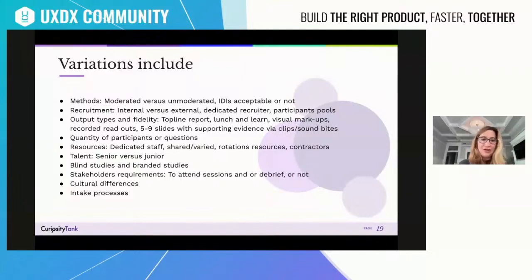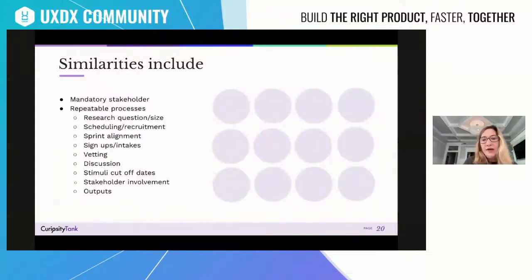In addition, each team has its own kind of culture, and each industry has its own culture. So there are some cultural differences as well. And the intake process, right? How will you accept or evaluate or vet whether or not something is appropriate for user research, and that team and that particular method, recruitment, output, resource, things like that also varies. But there are a lot of similarities too.